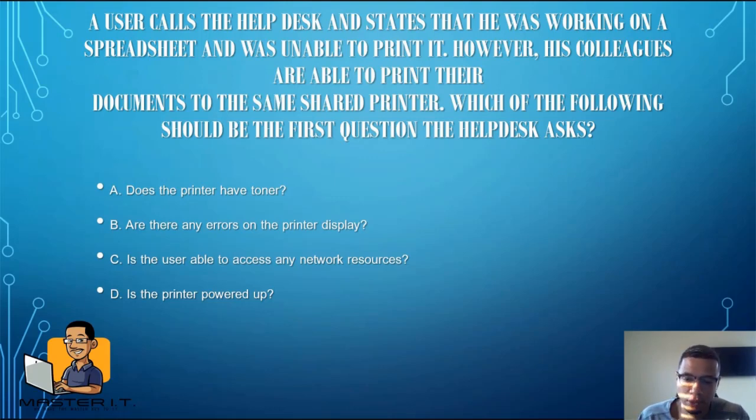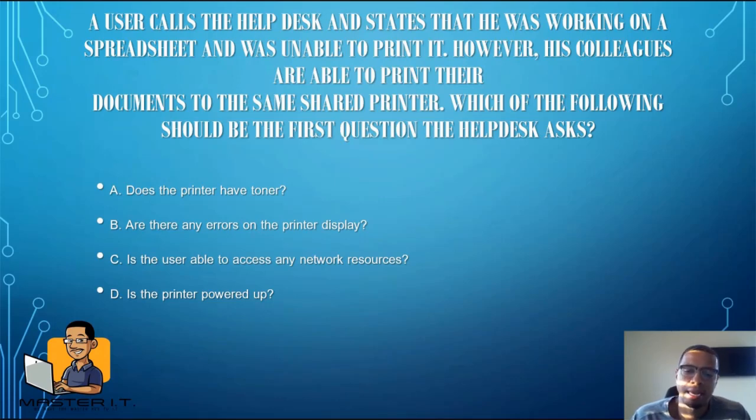If you go through those answers, you should come up with the right answer. Remember, he's the only guy that can't print. Everybody else is having a great time printing whatever they want to print. So does the printer have toner? That doesn't matter because everybody else is printing. That can't be the answer. Are there any errors on the printer display? Maybe we can go with that one.